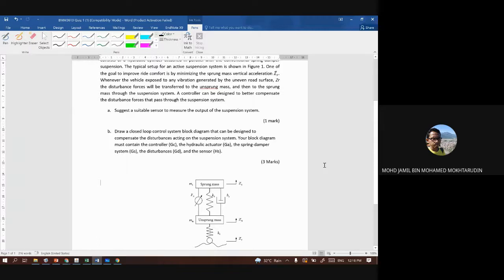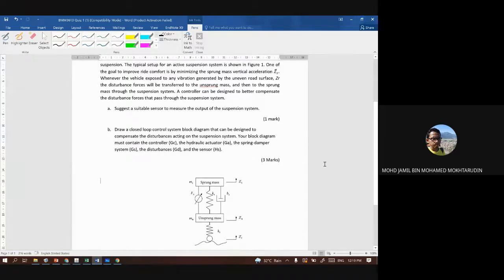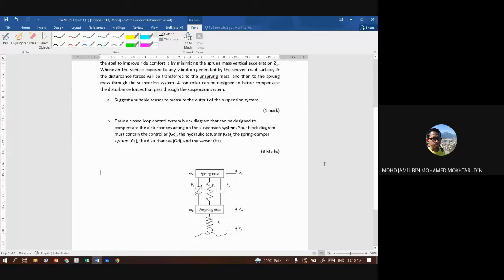Whenever the vehicle is exposed to any vibration generated by uneven road surface ZR, the disturbance forces will be transferred to the unsprung mass, and then to the sprung mass through the suspension system. A controller can be designed to better compensate the disturbance forces that pass through the suspension system. Question A: suggest a suitable sensor to measure the output of the suspension system.